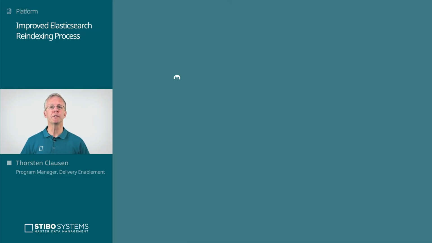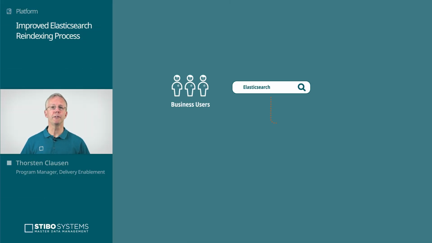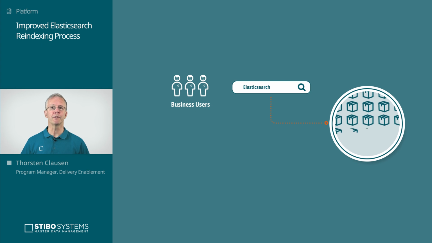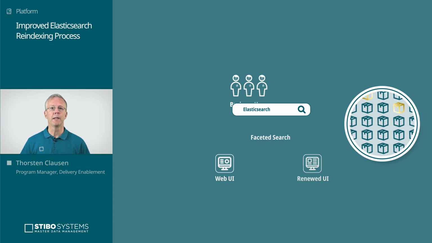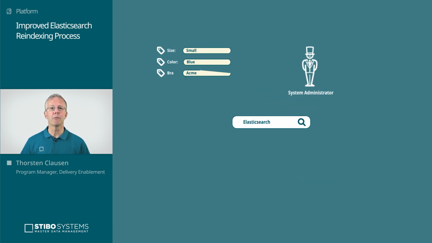Providing business users with strong search capabilities that ensure fast and precise search results is essential for ensuring a smooth execution of data maintenance tasks and business processes. This capability is offered in the web UI as faceted search and as the search experience in our renewed UI. An admin user configures which attributes a user can search on.